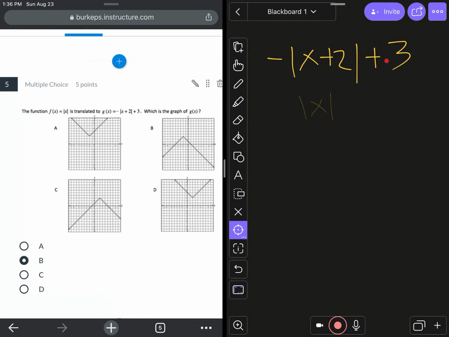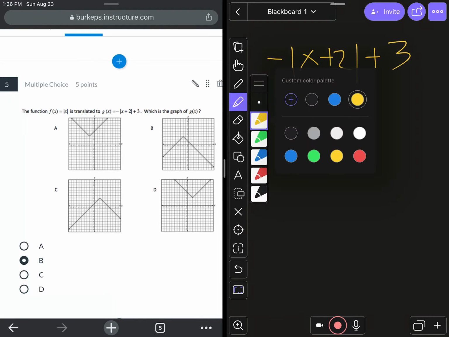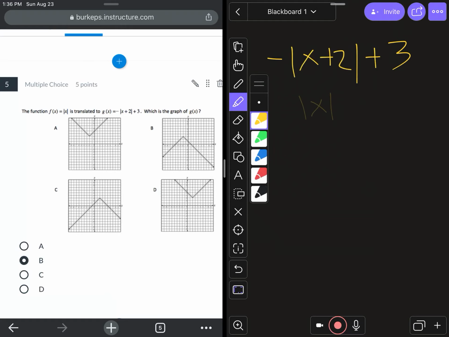Well, we already know what the 2 and the 3 are going to do. The 3 is going to move up, the 2 is going to move it left, so that's going to be left 2, up 3. And we even know what this negative is going to do. It's going to flip it over the x-axis. Okay, so let's go ahead and draw our new graph. So let me get my yellow pen. There we go. So I got my graph.